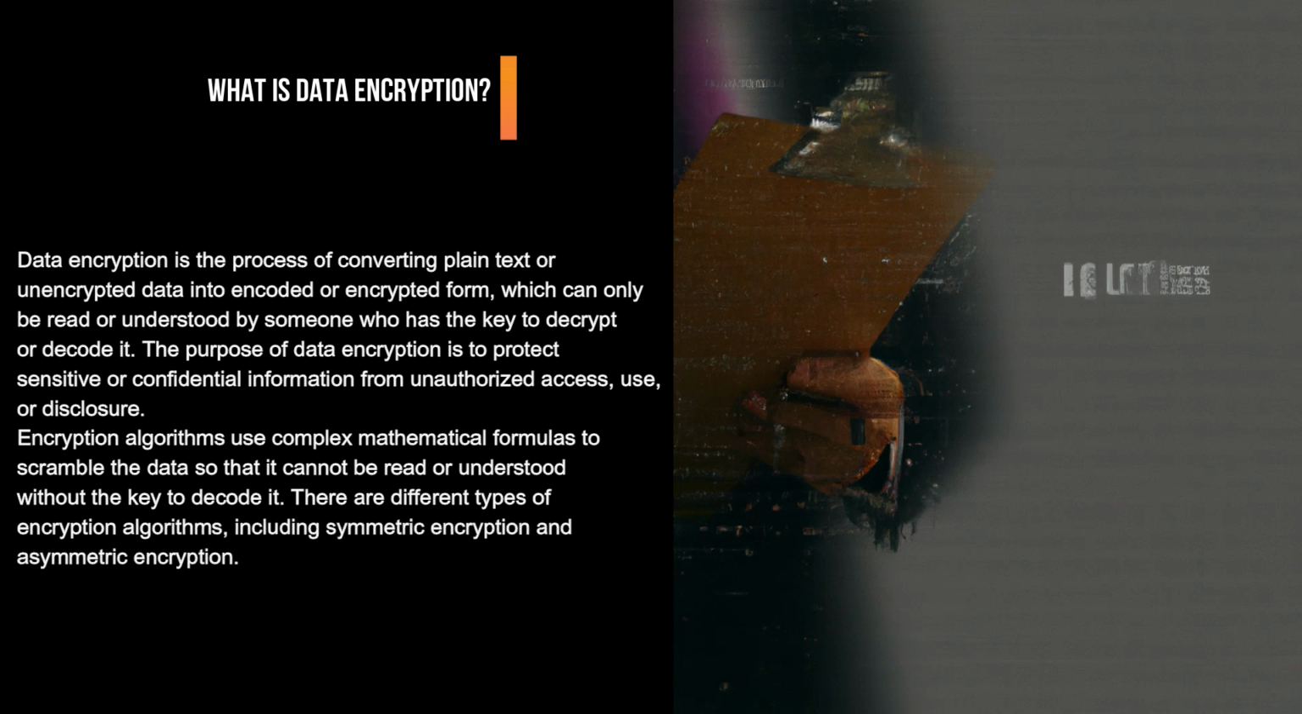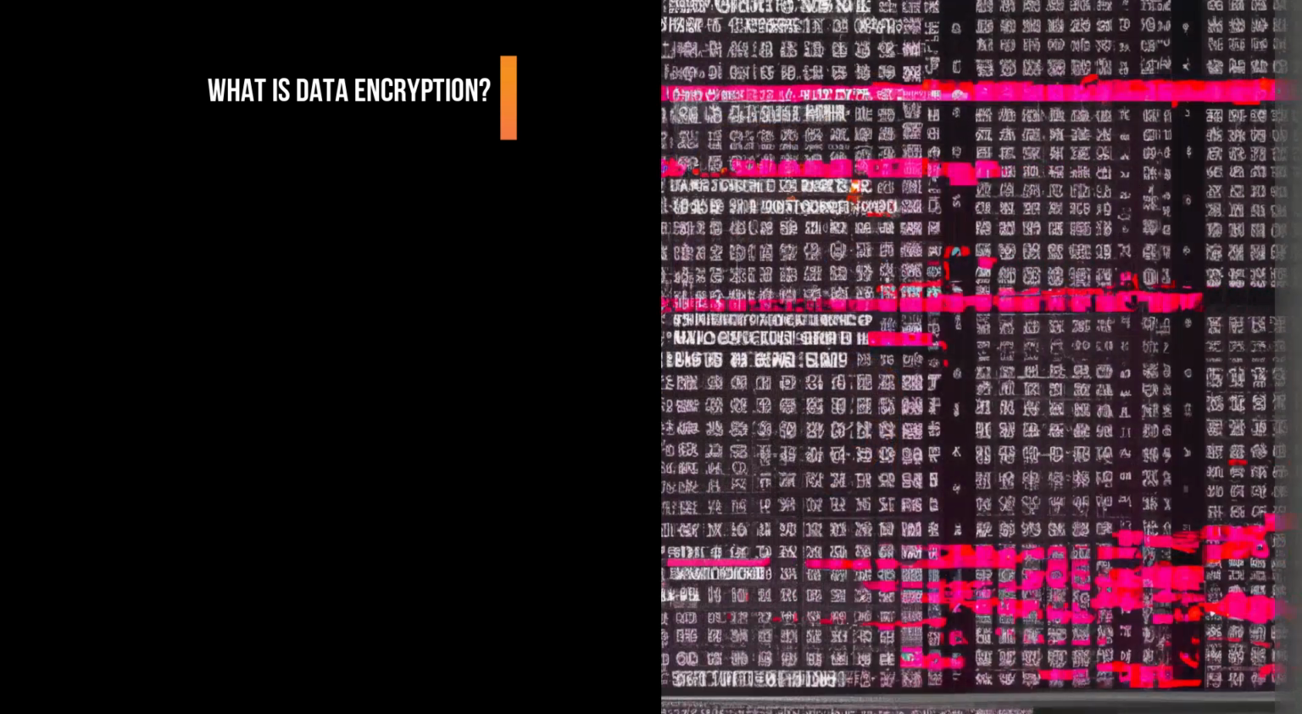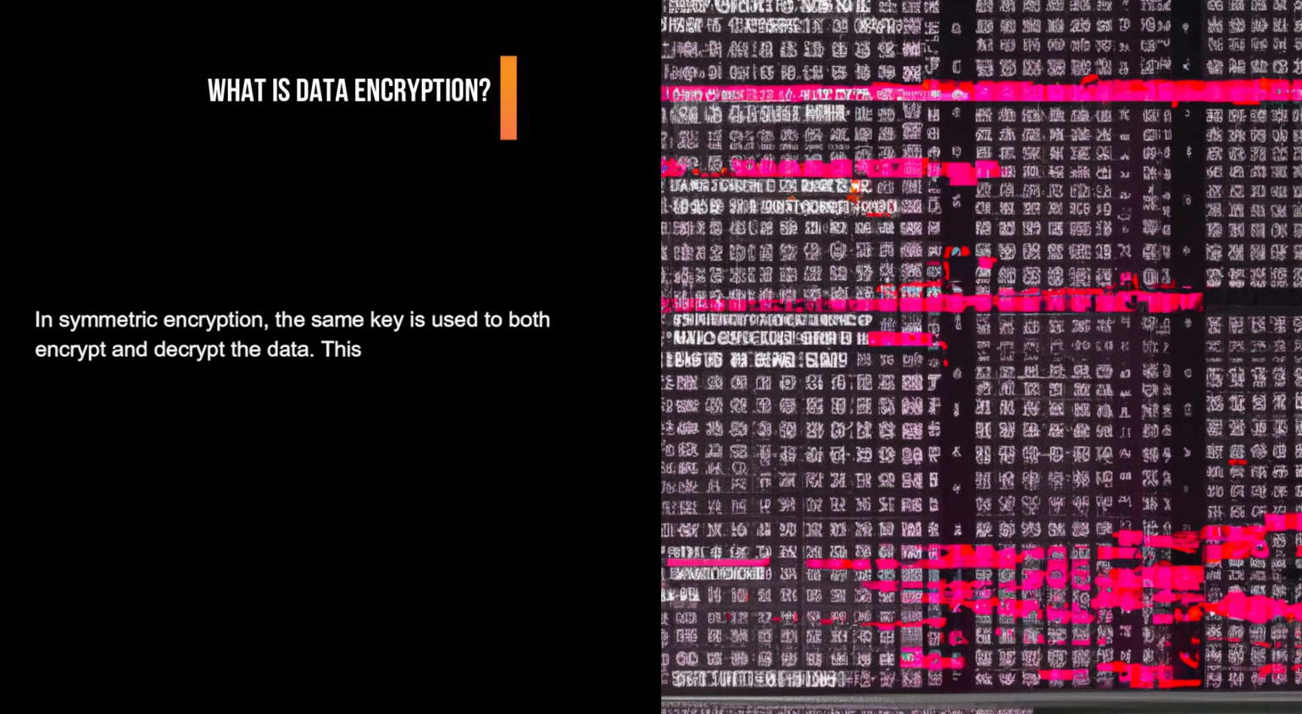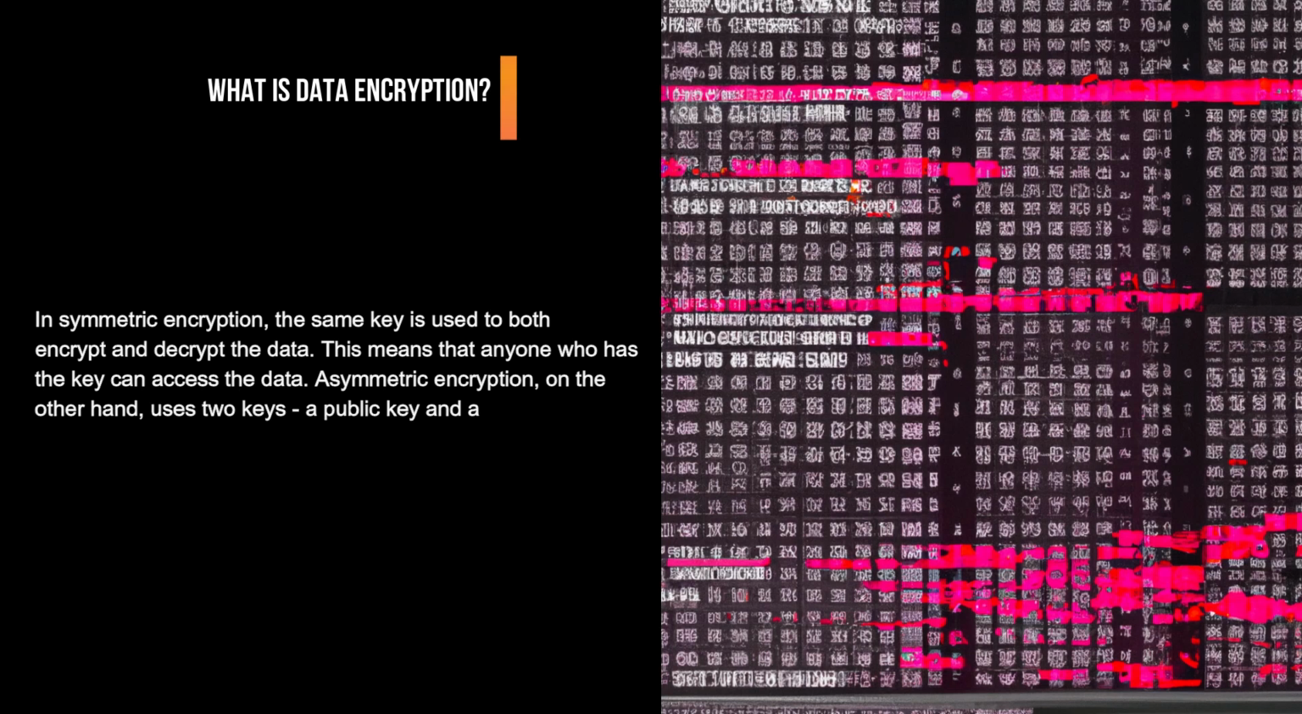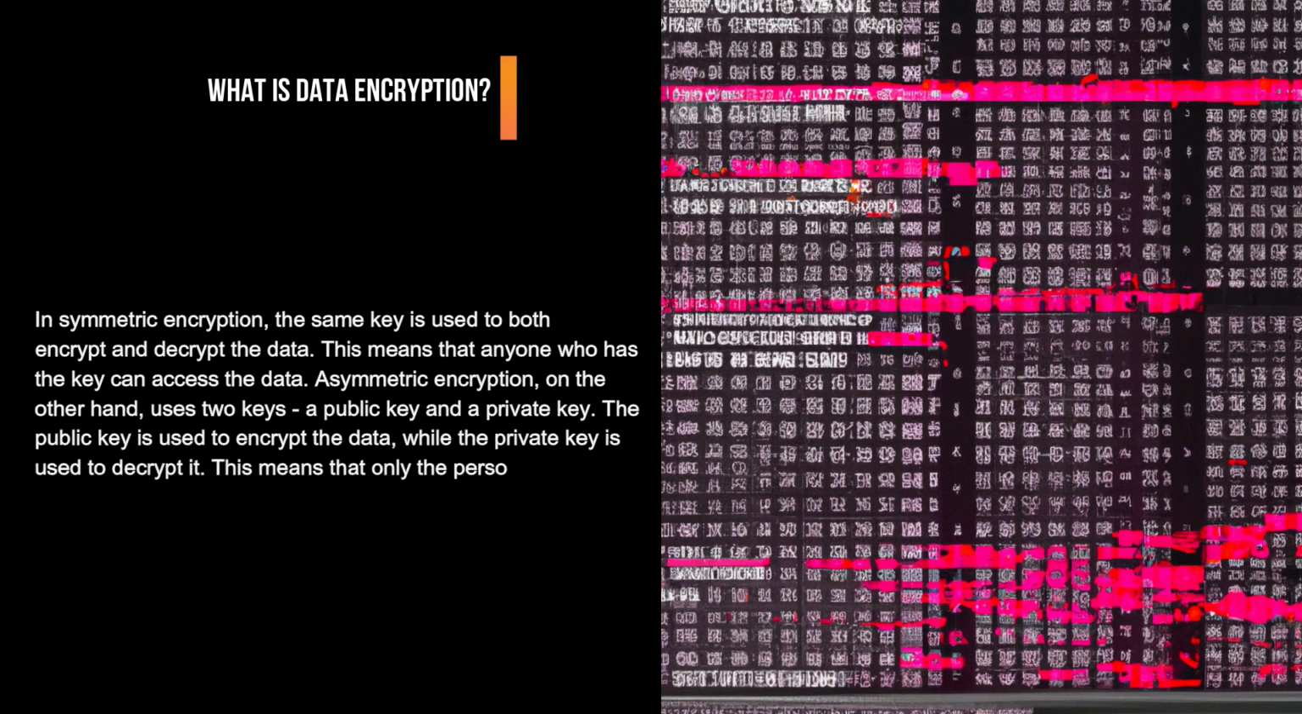Encryption algorithms use complex mathematical formulas to scramble the data so that it cannot be read or understood without the key to decode it. There are different types of encryption algorithms, including symmetric encryption and asymmetric encryption. In symmetric encryption, the same key is used to both encrypt and decrypt the data. This means that anyone who has the key can access the data. Asymmetric encryption, on the other hand, uses two keys, a public key and a private key. The public key is used to encrypt the data, while the private key is used to decrypt it. This means that only the person who has the private key can access the data.